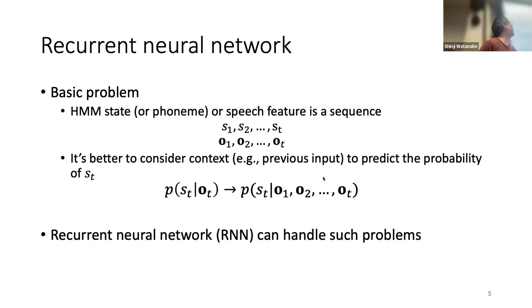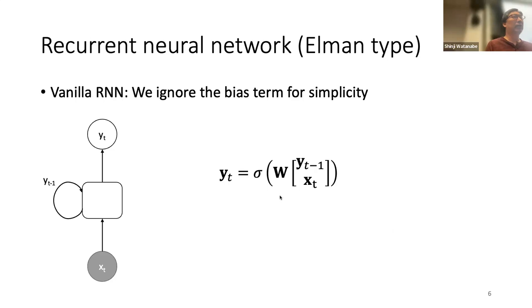For example, instead of using only the target frame here, we can try to use the entire history. The recurrent neural network can easily do that. So the recurrent neural network is basically written in this form.